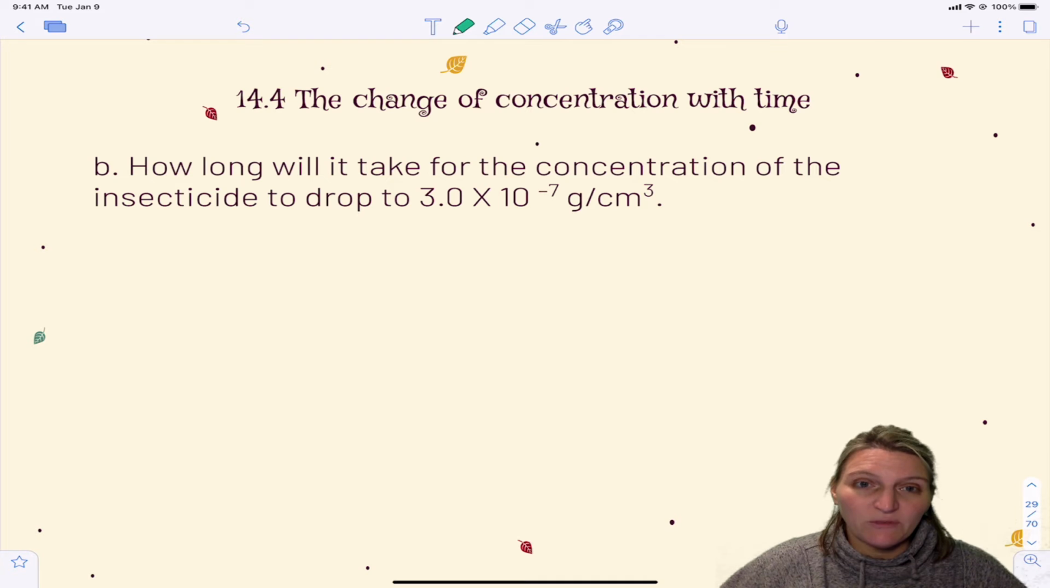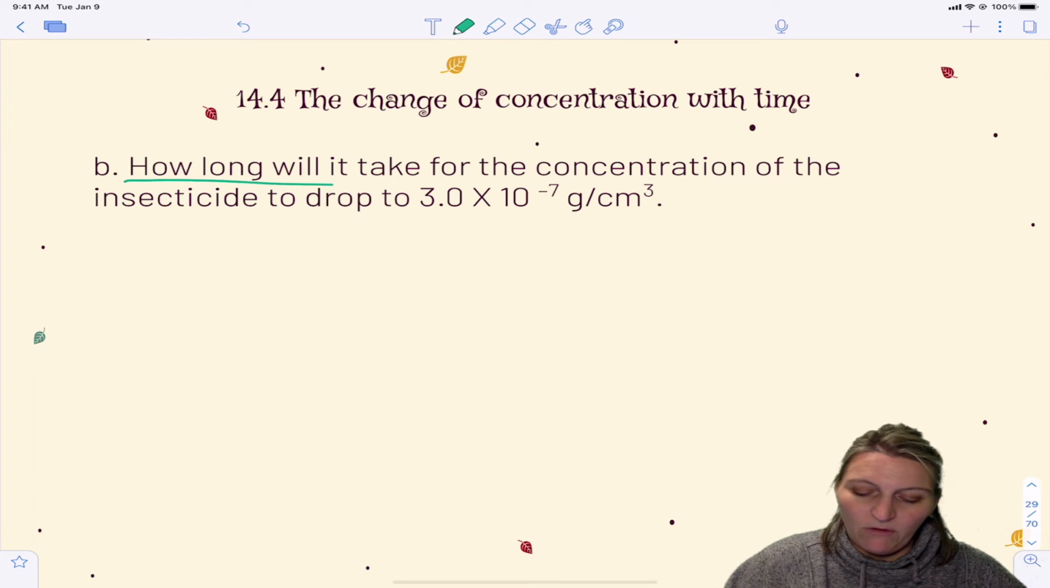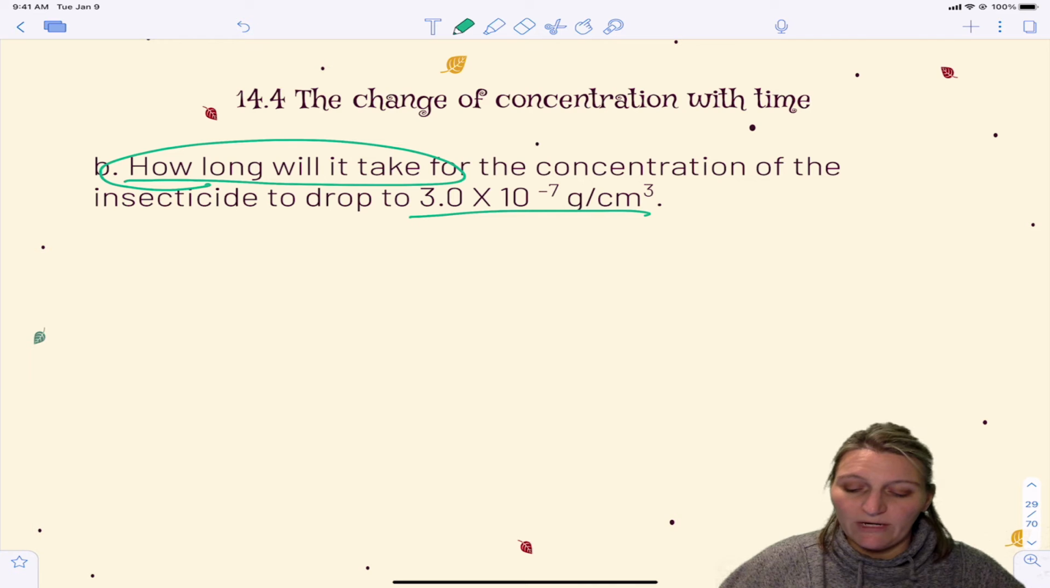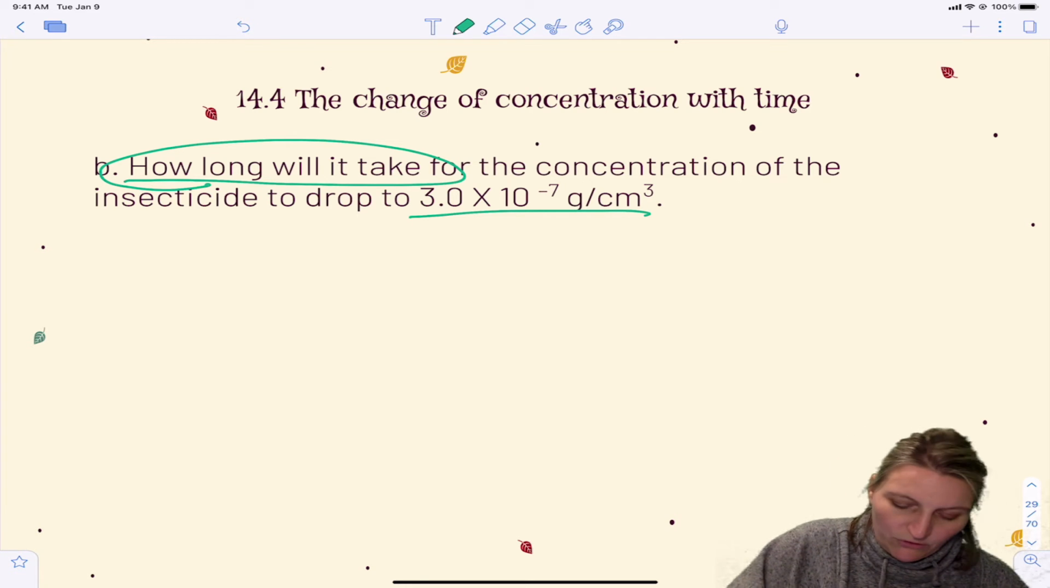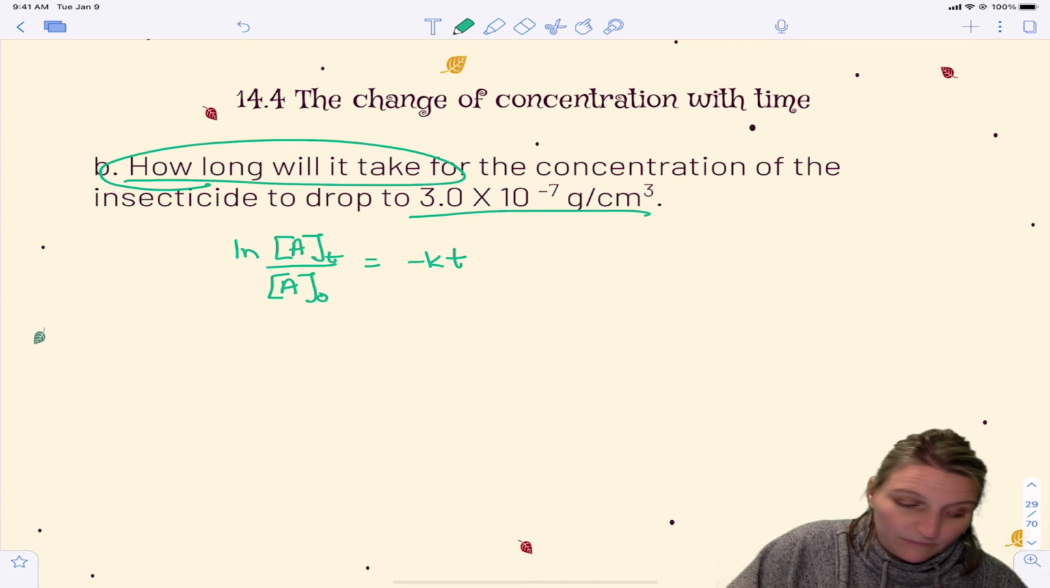B, now this one's asking how long will it take? So I'm going to use another version of this formula. How long will it take for the concentration of the insecticide to drop to 3 times 10 to the negative 7 grams per centimeter cubed? So in this case, I'm going to use ln of the concentration of A at time t over the concentration of A at time 0 equals negative kt.